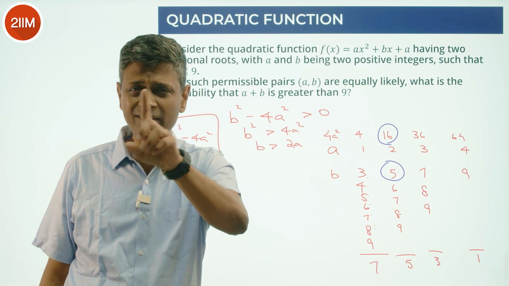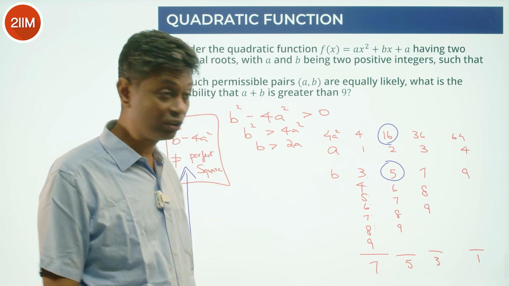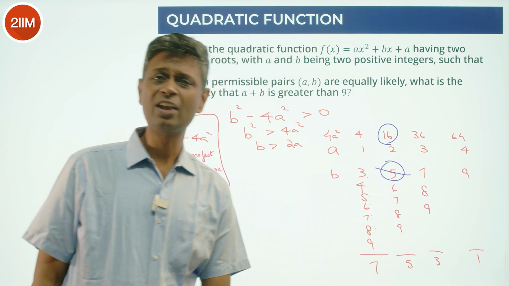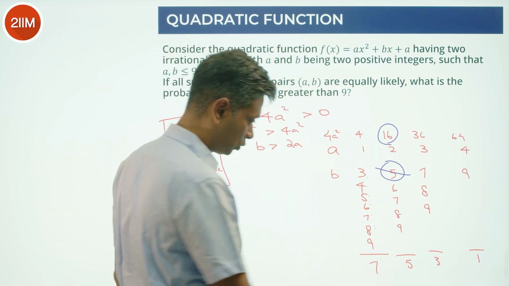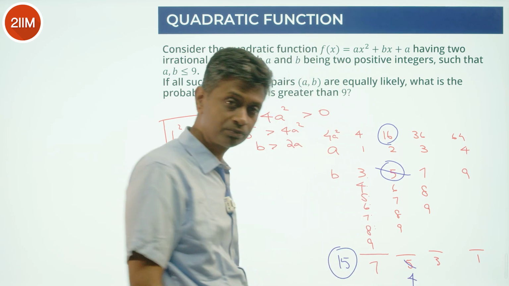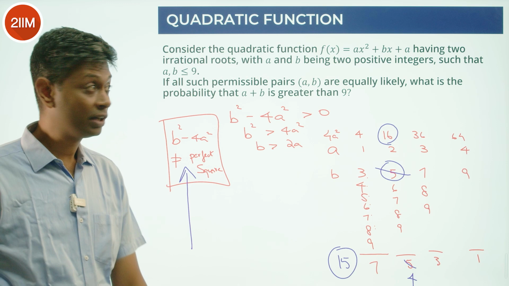So only one thing goes away. Out of this 16 possibility, one goes away. And A is 2, B cannot be 5. So we don't have 16 possibilities, we have only 15 possibilities overall. Nice, so far so good. Now let us come to this.